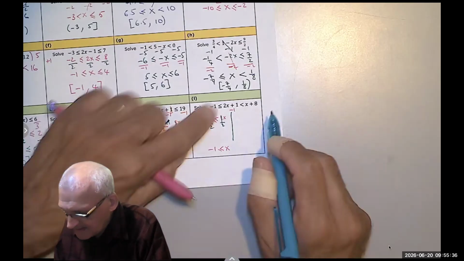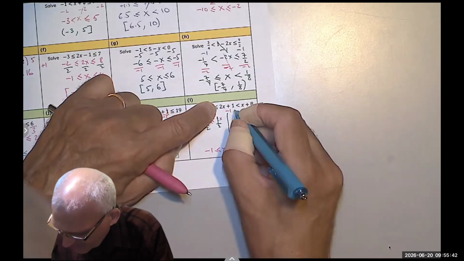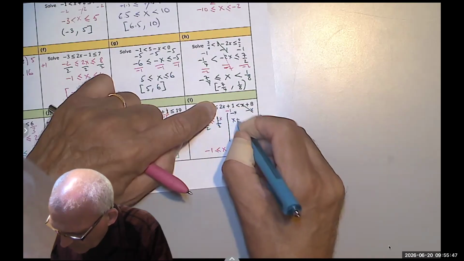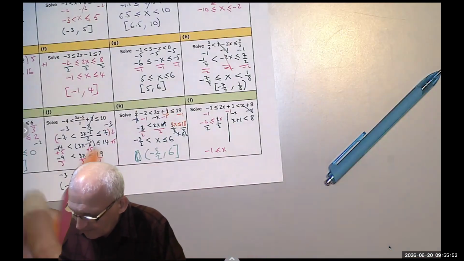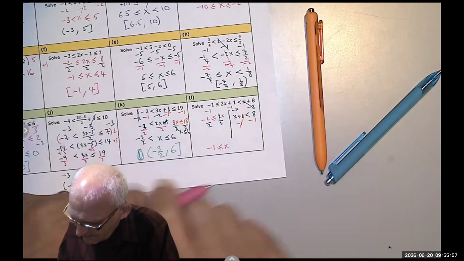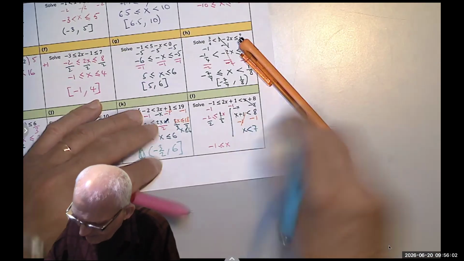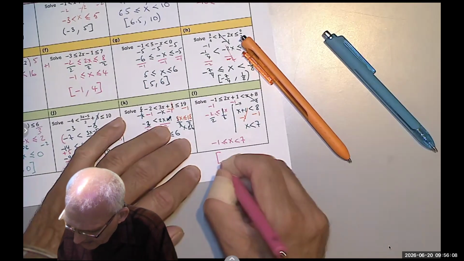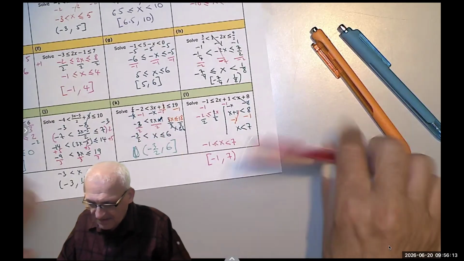Then on this side, I say 2x plus 1 is less than x plus 8. So I'm going to subtract x from both sides. And here I get x plus 1 is less than 8. Then I'm going to subtract 1 from both sides and get x is less than 7. And this would look like that, from -1 to 7. And that's it.